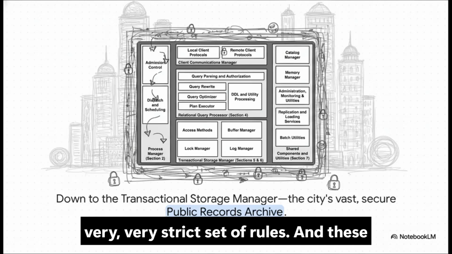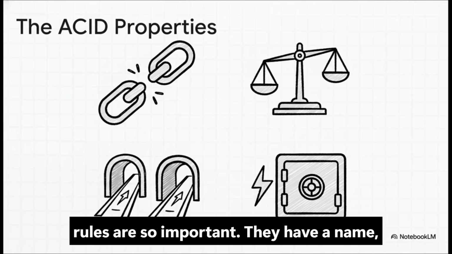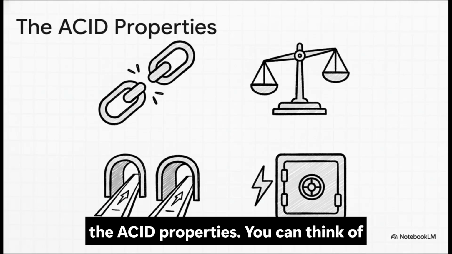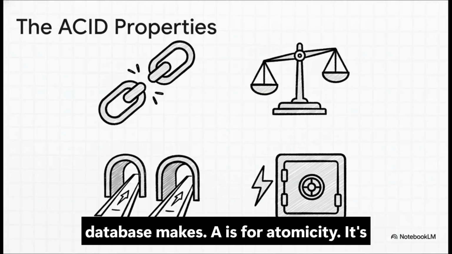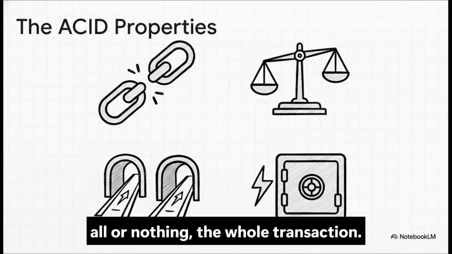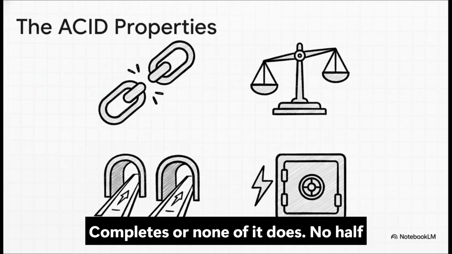It's where all the data physically lives, on disk, and it's protected by a very, very strict set of rules. And these rules are so important they have a name, the ACID properties. You can think of them as 4 sacred promises that the database makes. A is for atomicity. It's all or nothing. The whole transaction completes or none of it does.